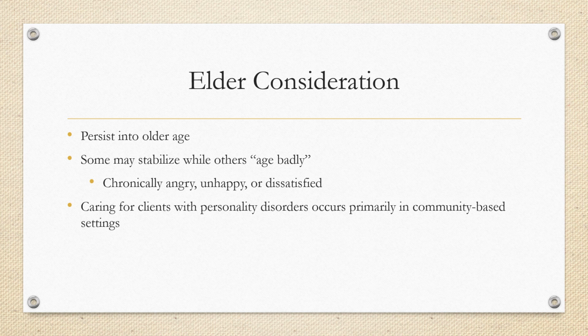Personality disorders are not diagnosed in the elderly population, but they may persist into older age. Some people may stabilize and have fewer difficulties as they age, but some age badly and struggle. Those that always seem angry, unhappy, and dissatisfied can have strained relationships with their family and even alienation from them. Those with personality disorders are at an increased risk for depression, suicide, and dementia. The most common personality disorders to persist into old age are paranoid, avoidant, dependent, and obsessive-compulsive.